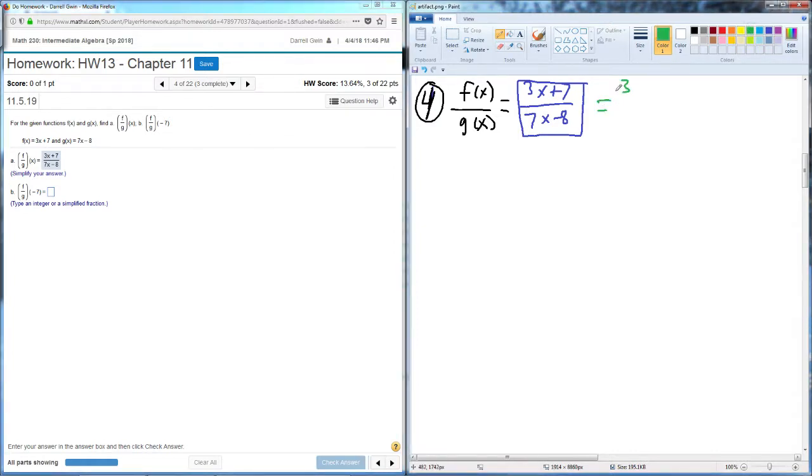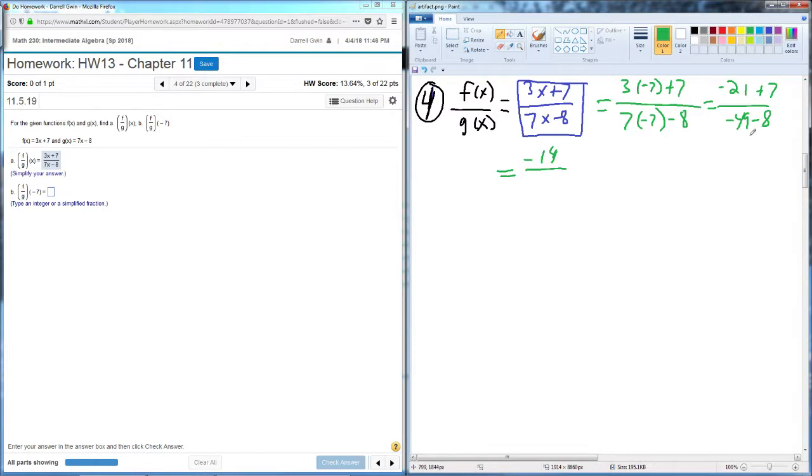So the difference, or the quotient function of negative 7, just change the x's to a negative 7. 7 times negative 7. Let's see. 3 times negative 7 is negative 21. And 7 times negative 7 is negative 49. Alright, so negative 21 plus 7 is negative 14.